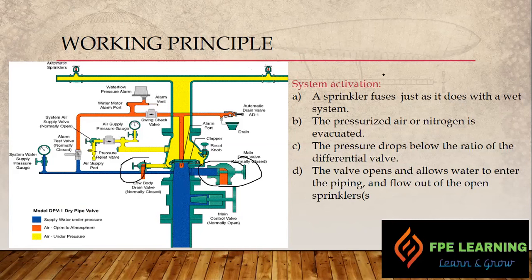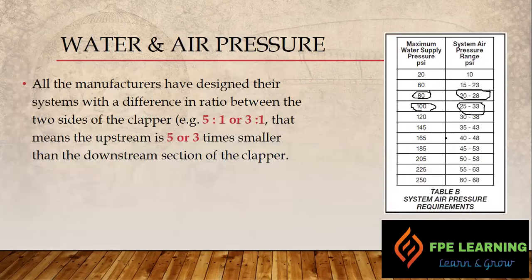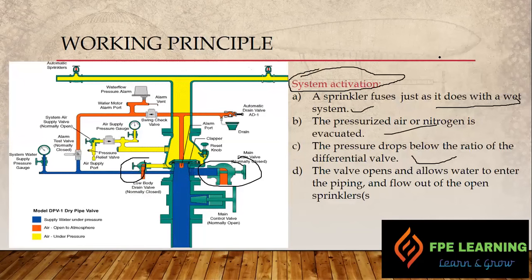Okay, so here we have a process for system activation. How does the system activate? It is a 4-step process, right? First, a sprinkler fuses, just as it does with a wet system, right? Similar to a wet system, it fuses, and then pressurized air or nitrogen goes outside, evacuates, and once the pressure drops below the ratio of the differential valve, right? If this goes below this ratio, the valve opens and allows water to enter the piping and flow out of the open sprinkler, extinguishing or controlling the fire as per the design requirement. This is all about the working principle of the dry pipe valve.